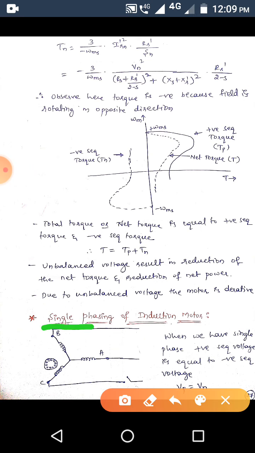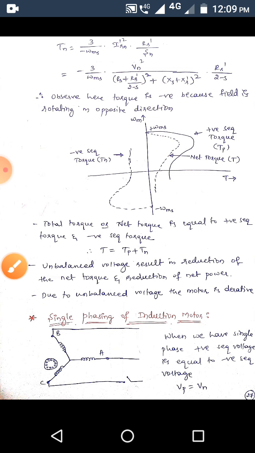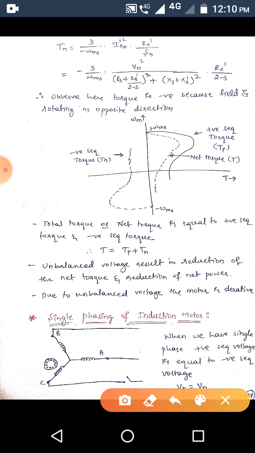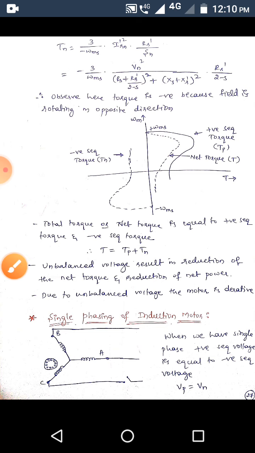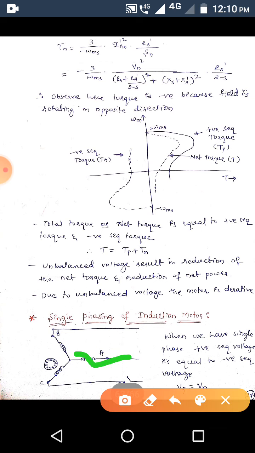Single phasing of induction motor. When we have the single phase, the positive sequence voltage is equal to the negative sequence voltage. Let us consider the winding diagram of the single phasing three phase. So let us take winding A, winding B, winding C here.